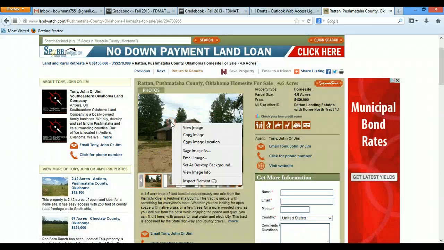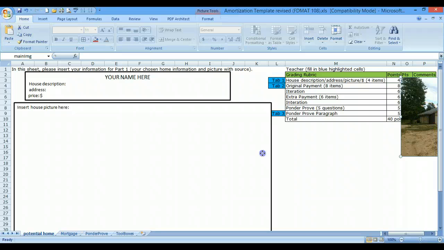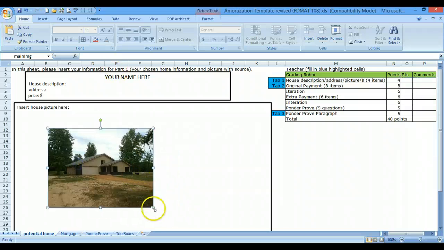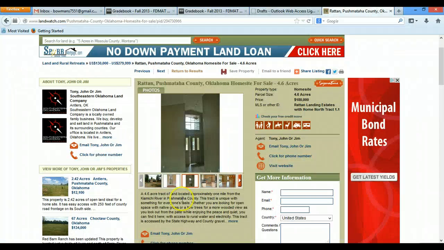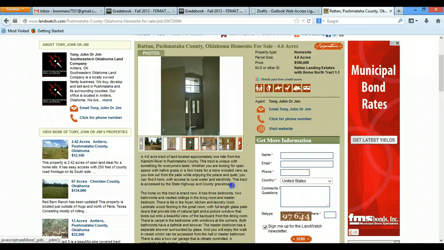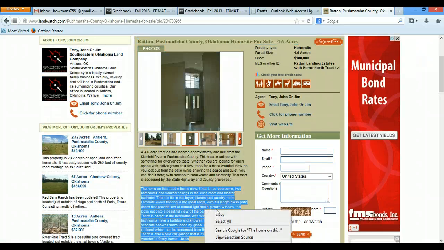So I went to find a house that has the same price. We're going to come in here. It has the same price as the PDF. The first thing you'll want to do is make sure that you get your picture, your name, the description, the address, and the price. There we go, house description. We'll go back in, copy and paste. Here's the description of my house.